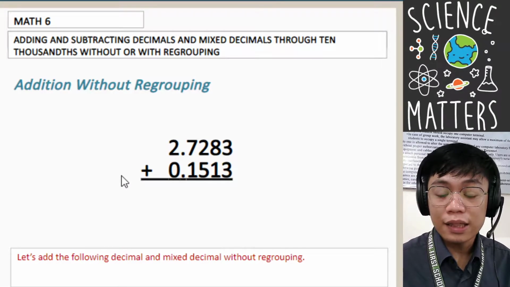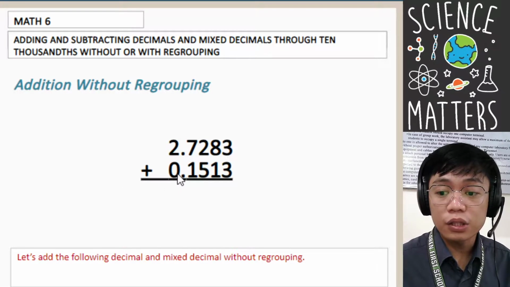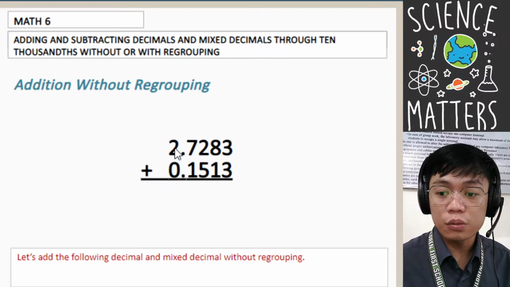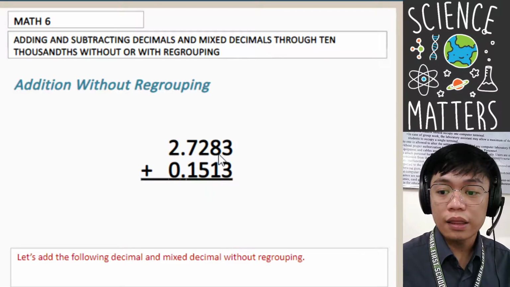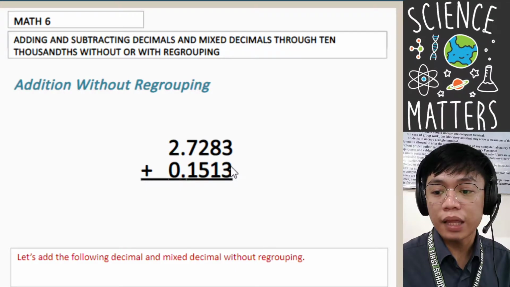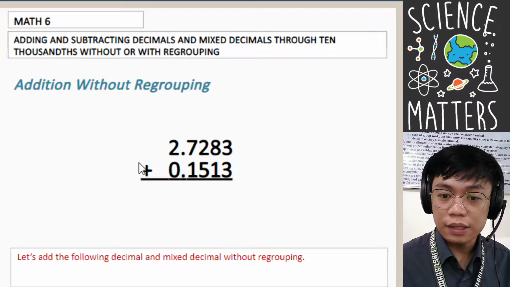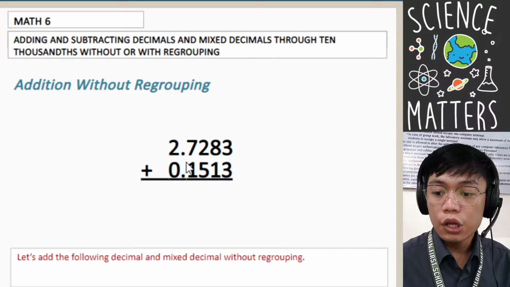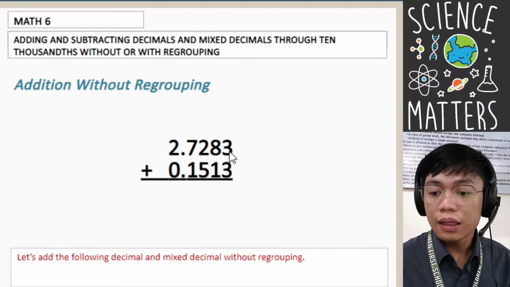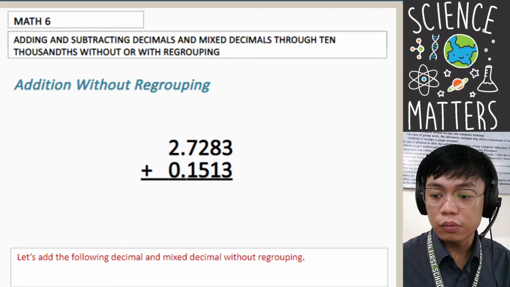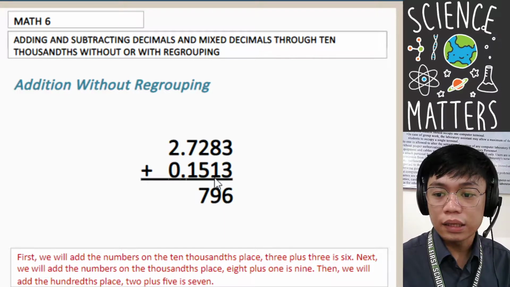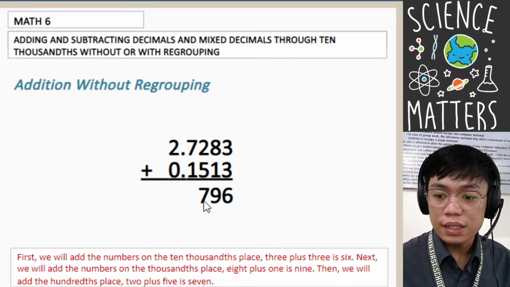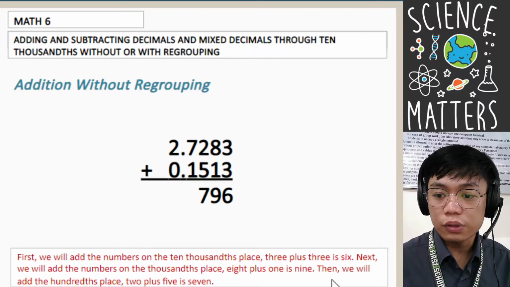But before that, let us identify the place values of each of the numbers. Now this will be ones, tens, hundreds, thousands, and 10,000s. Now, let's add numbers from 10,000s going to ones. So let's begin. 3 plus 3 is equal to 6. 8 plus 1 is equal to 9. 2 plus 5 is equal to 7. Then 7 plus 1 is equal to 8.